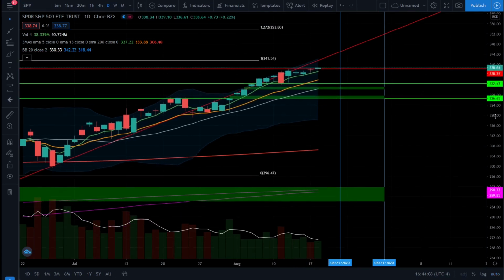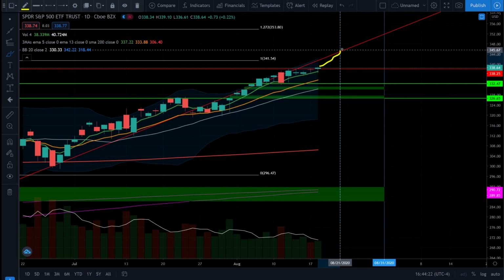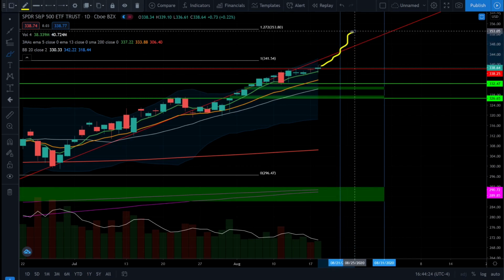So at this point, we're definitely going to see the 340s on the S&P 500. The question is, once we get there, are we going to get into our correction, or are we going to get that melt up? That's still a possibility, where we see prices continue to squeeze higher and higher and higher and possibly send us into the 350s.